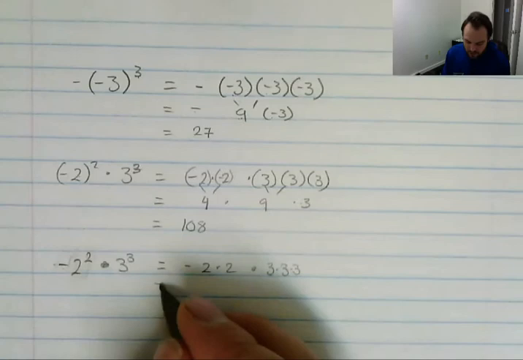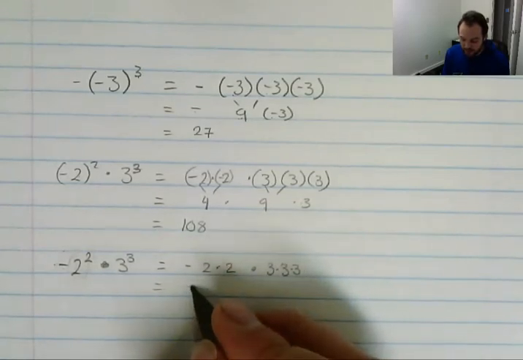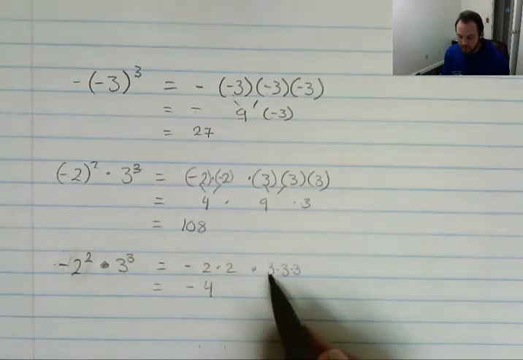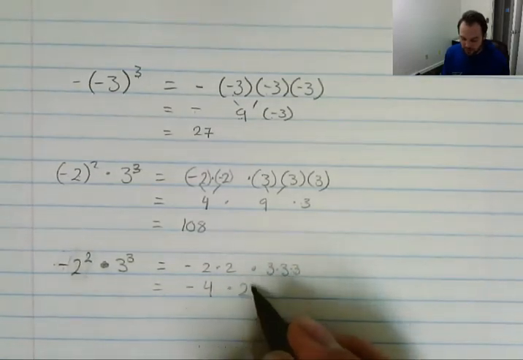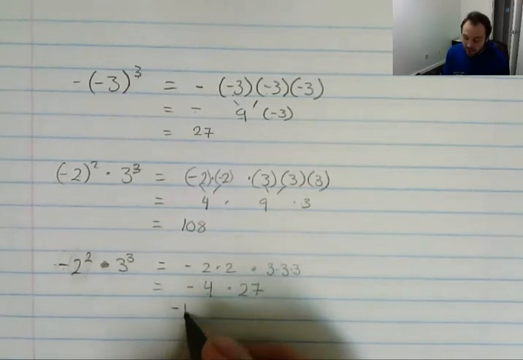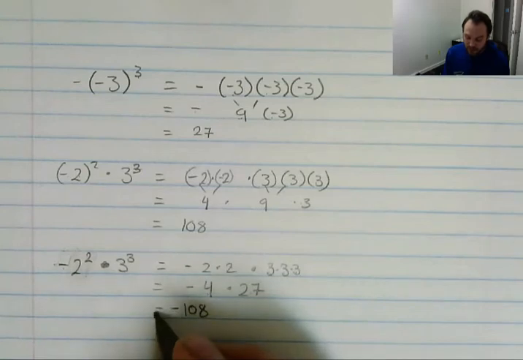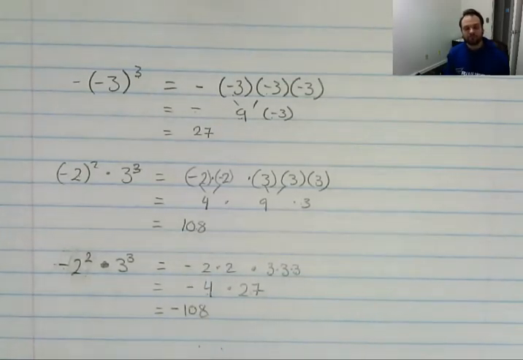Okay? So once again, here we go, 2 times 2 is 4, but there's a negative outside, so it's going to be negative 4. And here I'm going to have 3 times 3 times 3 is 27, multiplied by 27. And we know 27 times 4 is equal to negative 108 this time. So if we look at this, there's actually a difference between this one and this one.